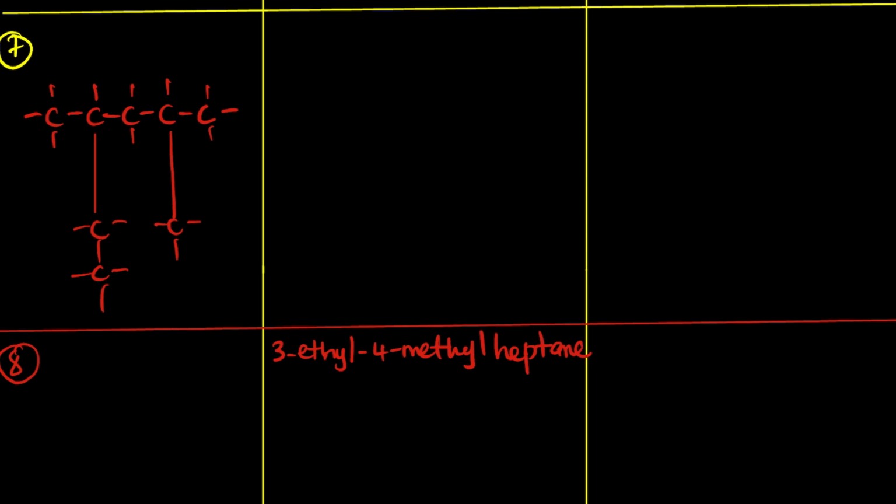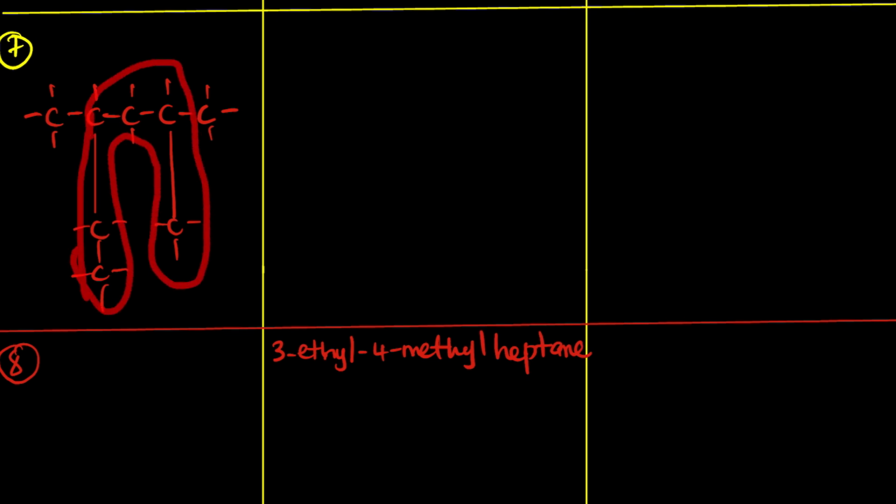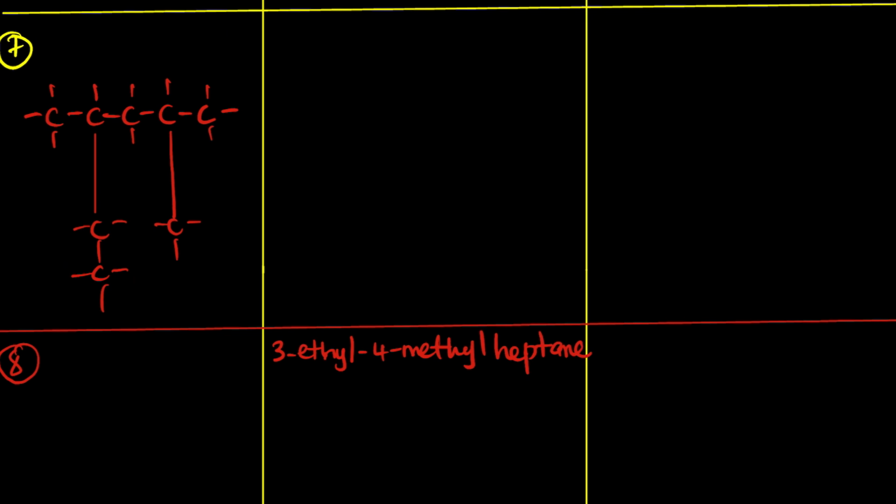So now we have 1, 2, 3, 4, 5, 6. And 1, 2, 3, 4, 5. So the longest is 6. It's this one. Because it's 1, 2, 3, 4, 5, 6. So let's take the easy one. Let's take this one. That's the longest. So we are taking this one as our parent.